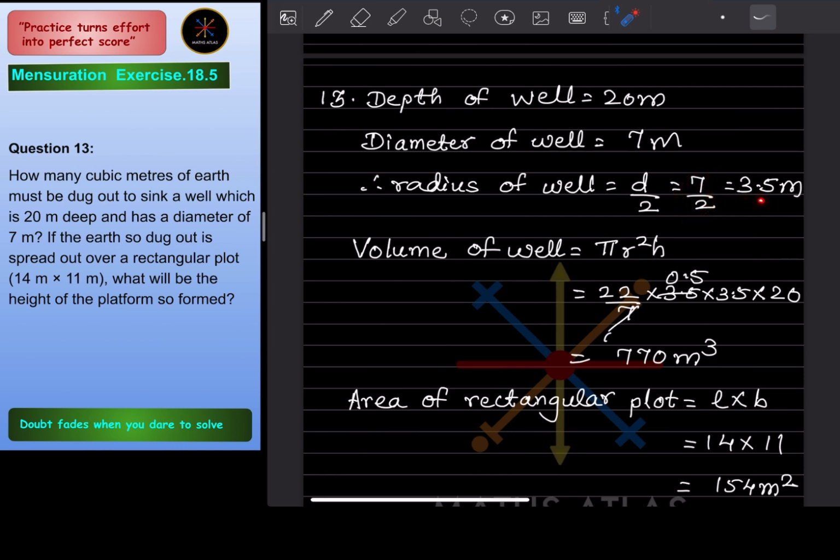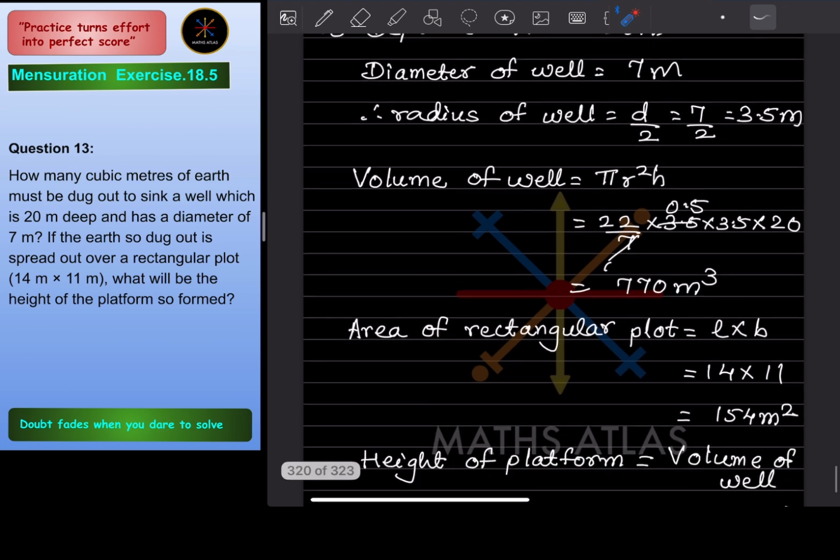Which will be 3.5 meters. Now this is done, so we can find the volume of the well. The volume of the well is pi r square h. So this is going to be 22 by 7, and this will be 3.5 into 3.5. The height is the depth, which is 20. So this will be 770 meter cube.